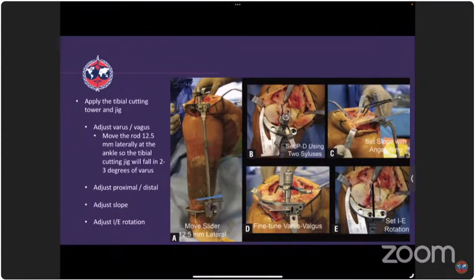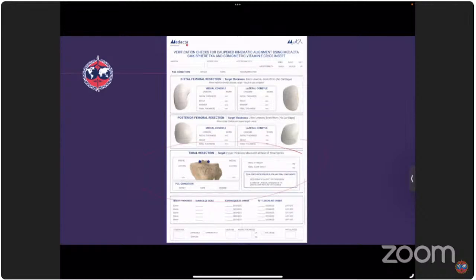I would just like to draw your attention to the slope part. Please pay attention when cutting the slope. You should replicate the patient's slope or slightly less if you're resecting your PCL. Please make sure that you do not cut a slope more than the patient's natural slope, because that has been shown to be a cause of failure with wear on the poly side.